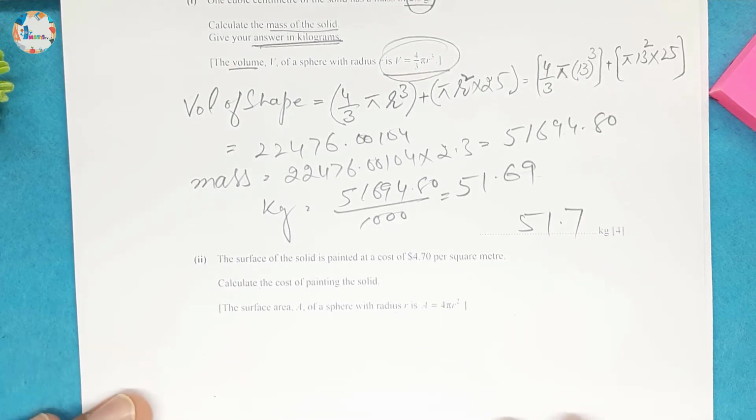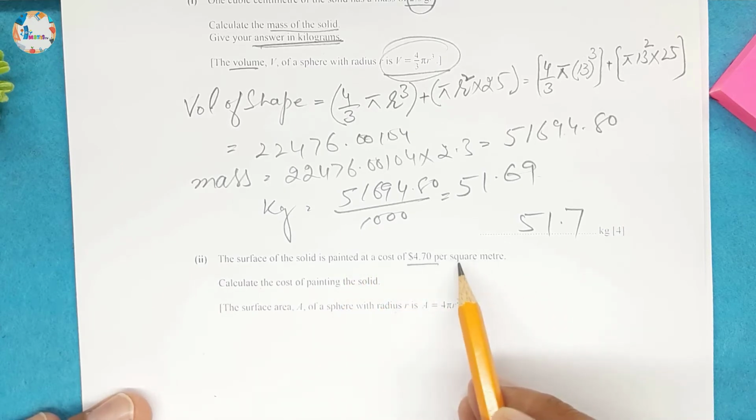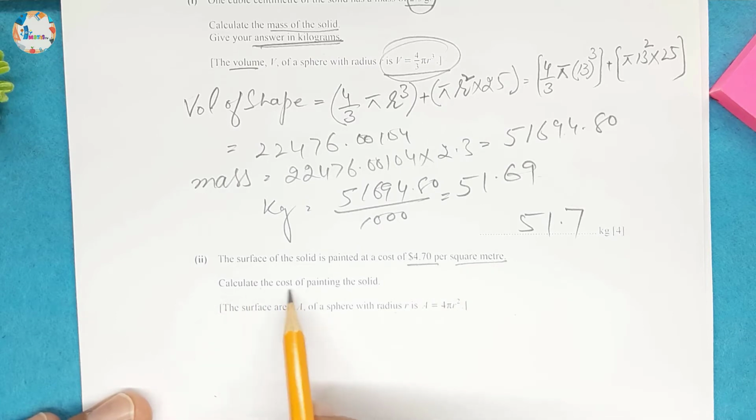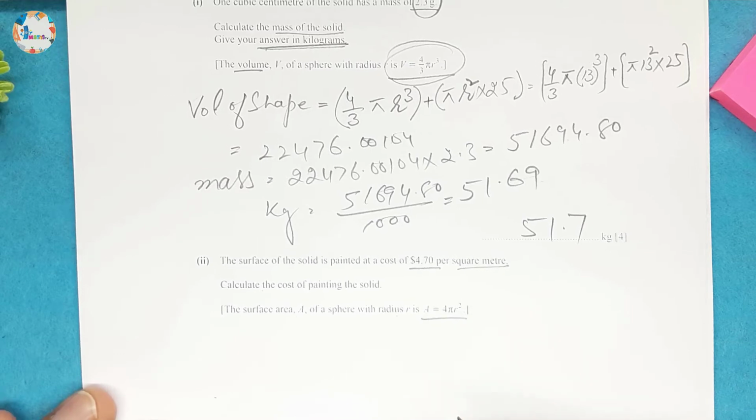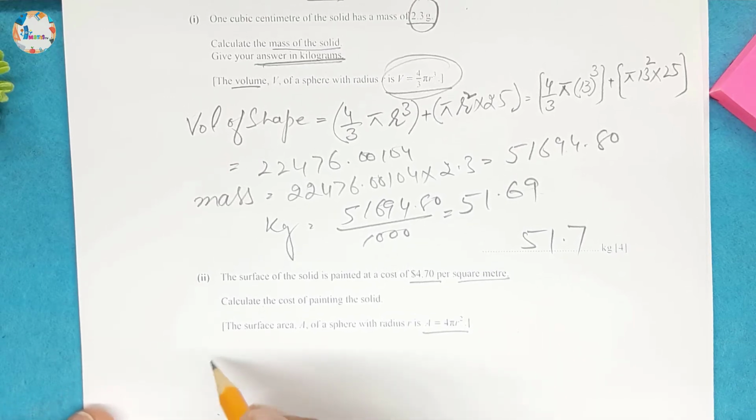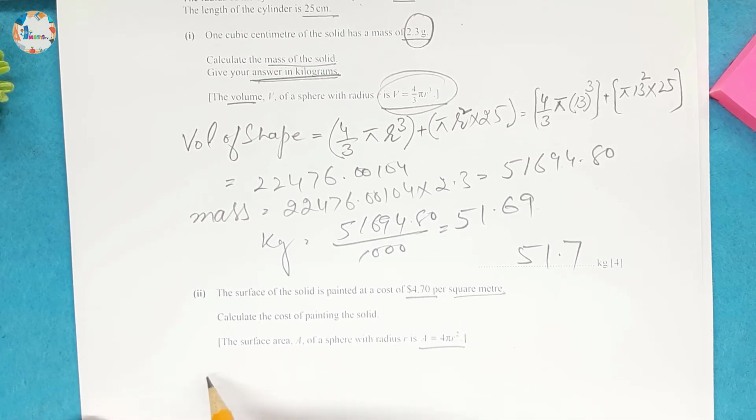51.7. The surface of the solid is painted at a cost of 4.70 per square meter. Calculate the cost of painting of the solid. The surface area of a sphere with radius r is A is equal to 4 pi r squared. So total surface area will be what?